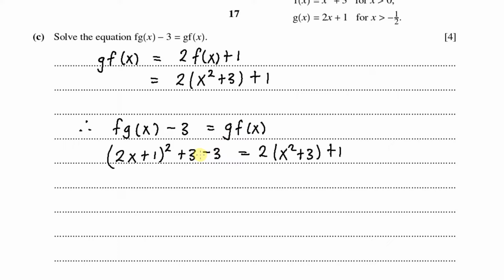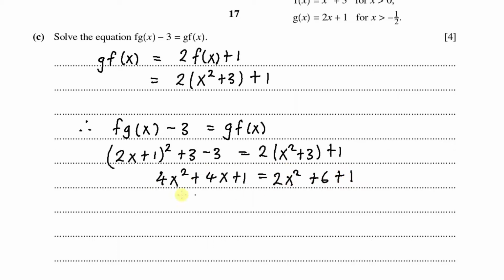Now 3 minus 3 gives us 0. And expanding this bracket, we get 4x squared plus 4x plus 1 is equal to, expanding here, we get 2x squared plus 6 plus 1.